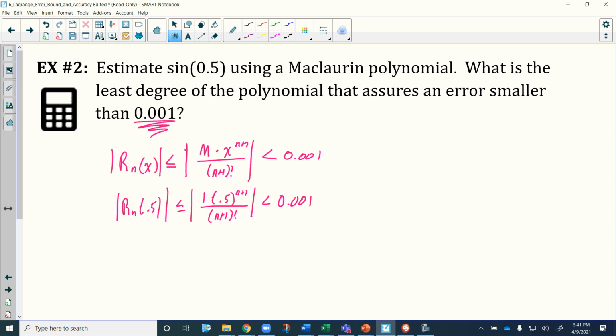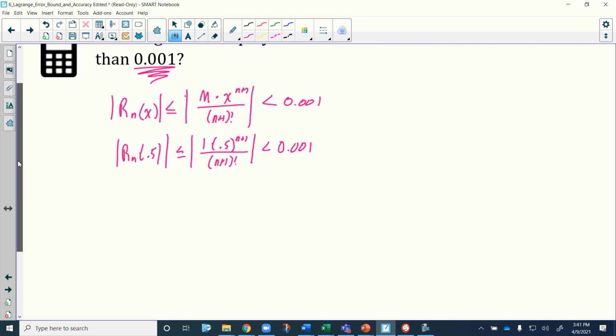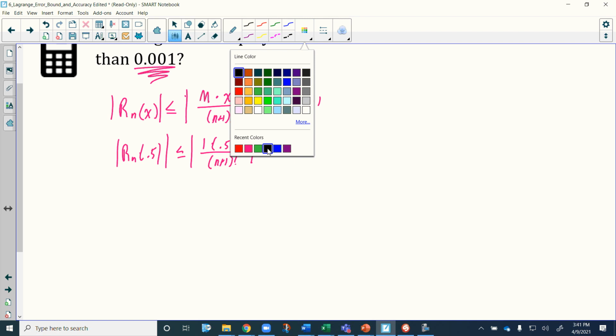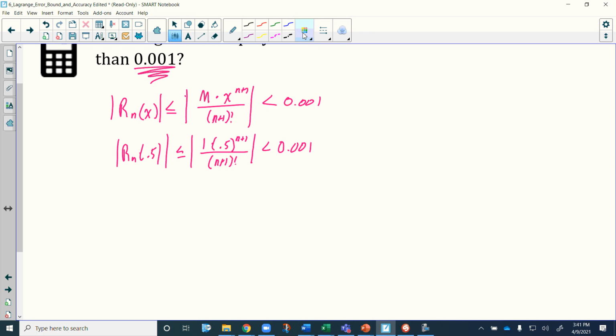Now here, this is where I would say, okay, well, if you had an algebraic approach to try and solve for n, go for it. But this one doesn't really make sense to try and apply an algebraic approach to, especially since they're telling us we should be using a calculator. So this is where I'm going to use my calculator to figure out what value of n, if I substitute it into the expression that I have for the remainder, will give me something that is less than 0.001. So this is where we're going to go to our calculator.